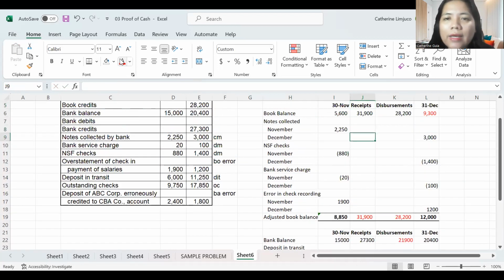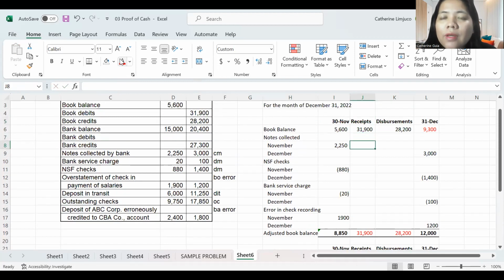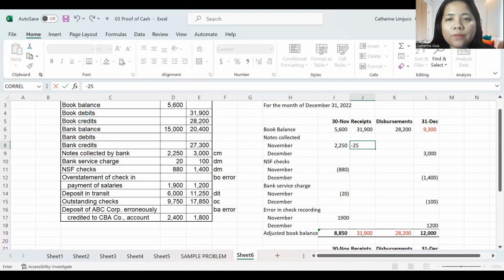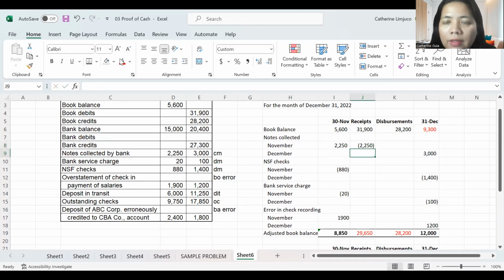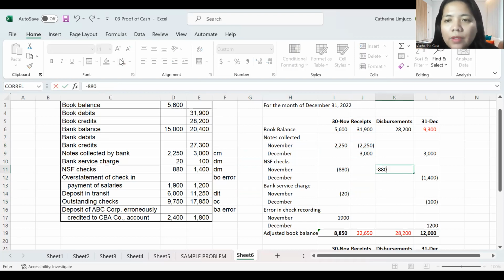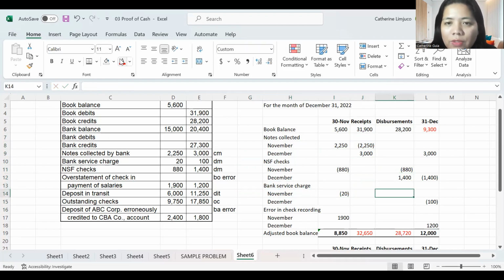Let's analyze. We learned that for our credit memo, the previous month is actually included under the receipts column. Credit memo previous month is a deduction, and an addition in the current month's receipts. And then for disbursements, we include the NSF checks and bank service charge. If previous month, we will deduct; current month, we will add. Same with our bank service charge. Previous month, deduct; current month, add.